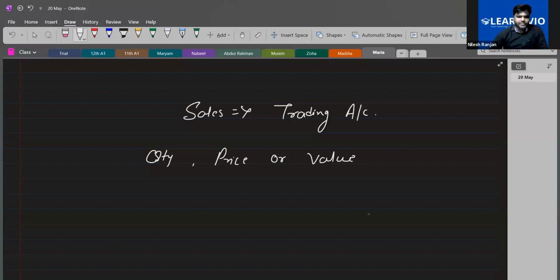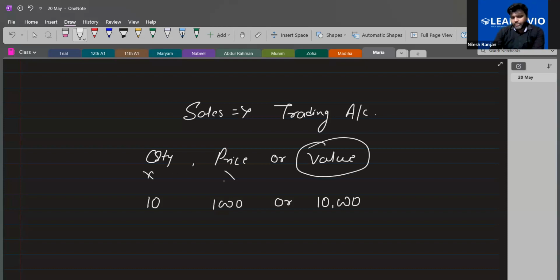Okay. Let me write it in value then. Let's say we have sold 10 quantity of one item. The price was 1,000. So the value is 10,000. Now tell me which one will be recorded. The value. But you said price before. Okay. The value will be recorded. Always remember that value is recorded, not the quantity, not the price.